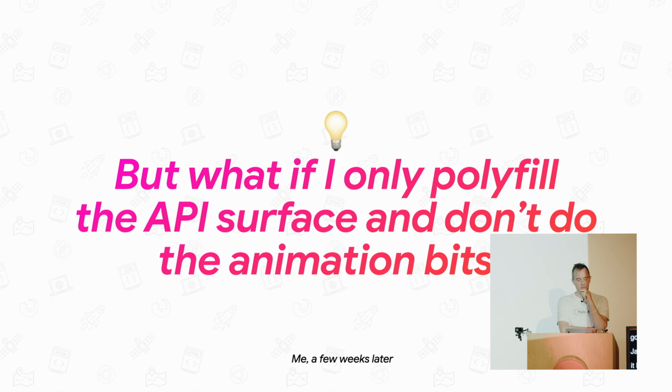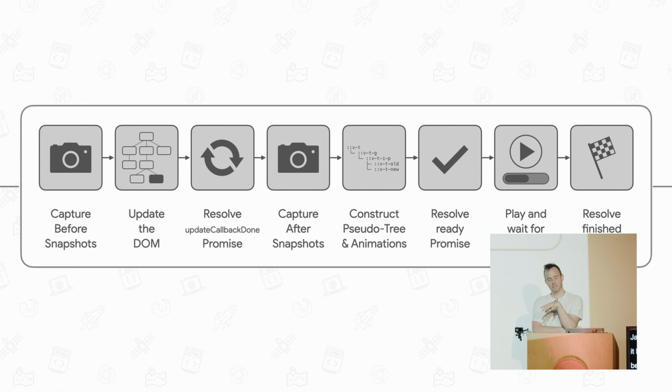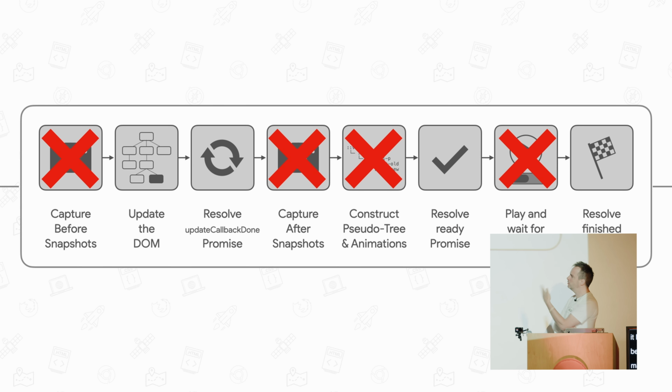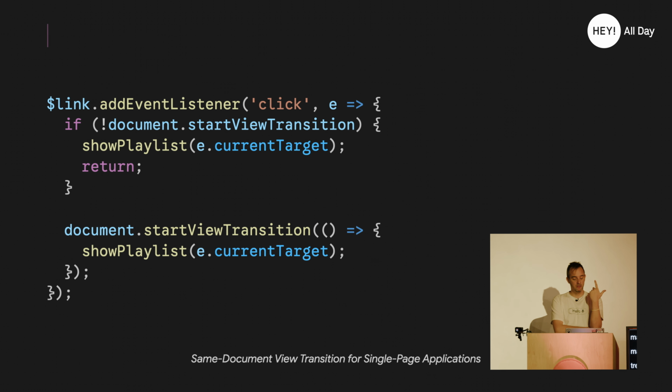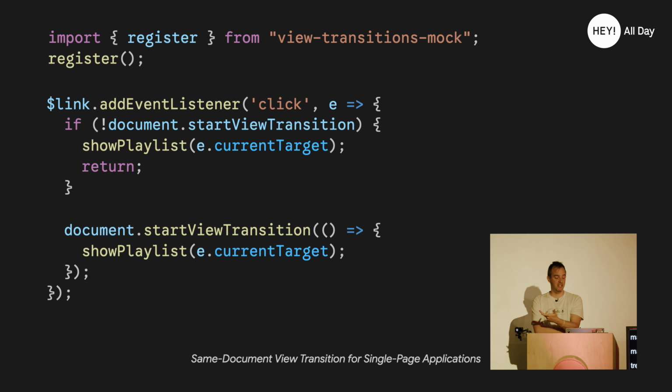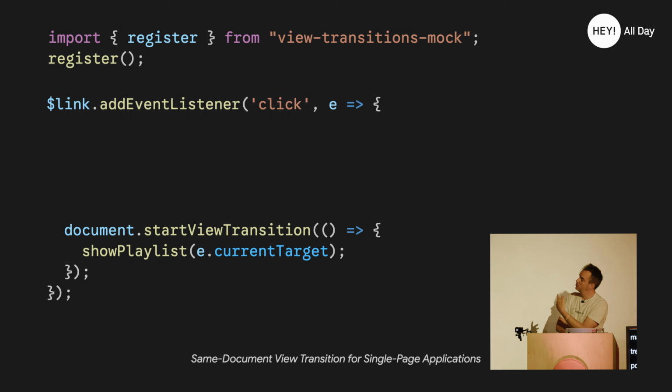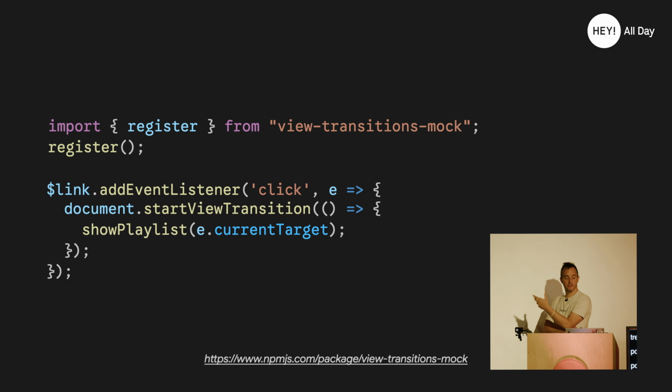Although the week after that I was like, what if I only polyfill the API surface and not the animation bits? So we take a look at this, and we remove all the animation crap, but I only give you the API surface. Totally works. View transitions mock. You import it into your code, you register it, and then you can remove the little check, because now the browser thinks it knows view transition. So if it has view transitions, it will use the original view transitions natively with the browser. If it doesn't, I mock it for you, and you can do all that.